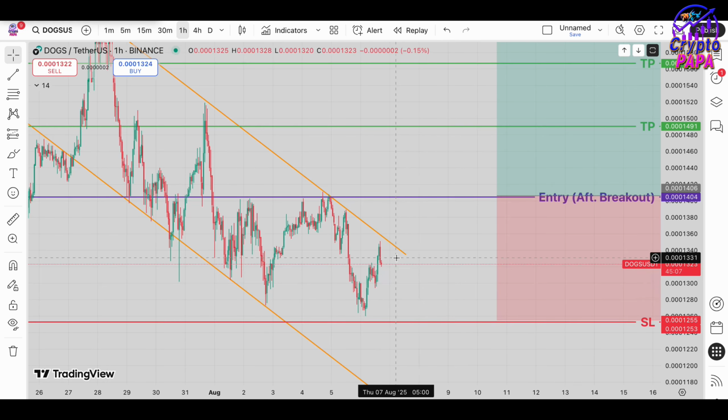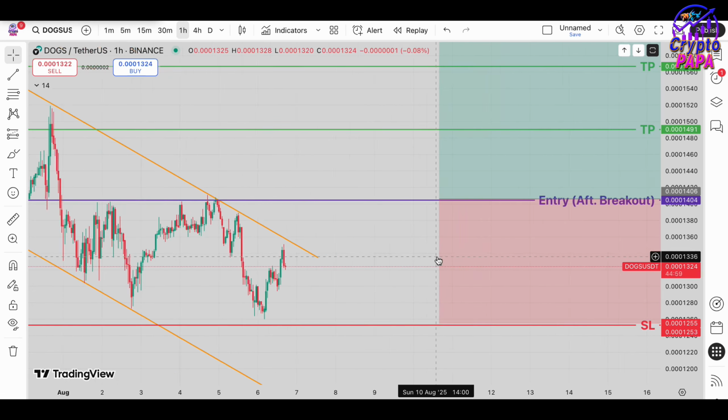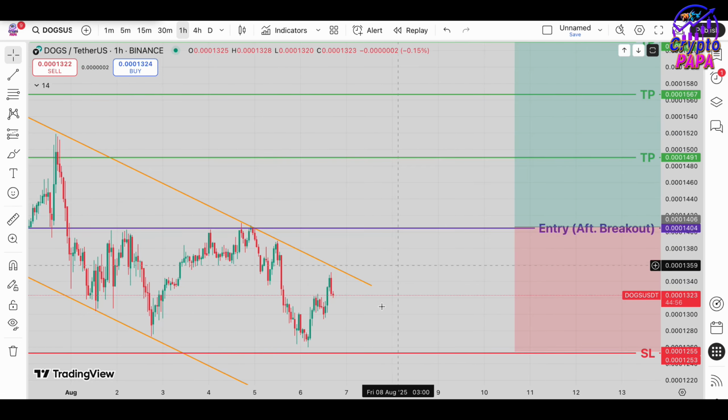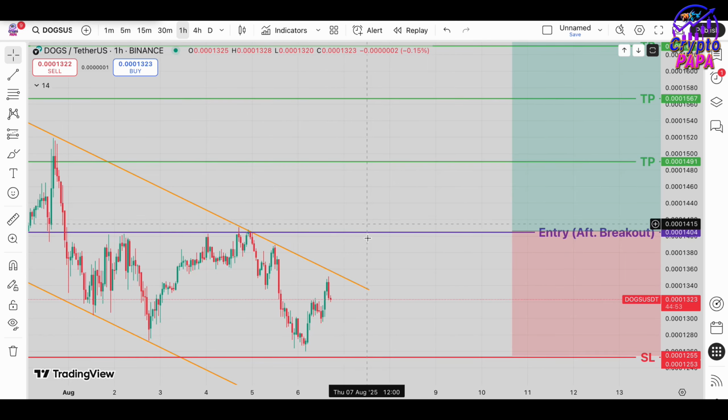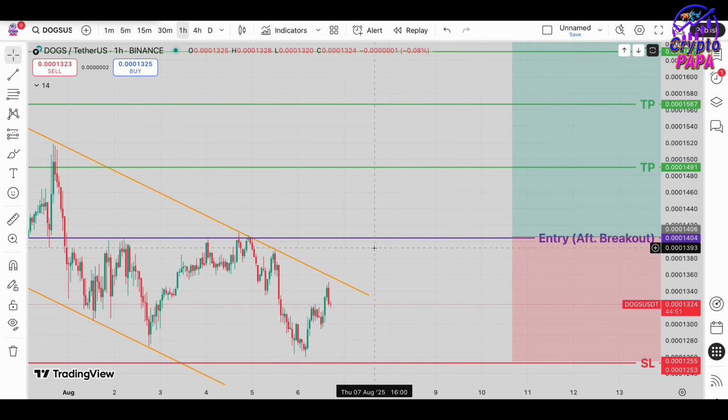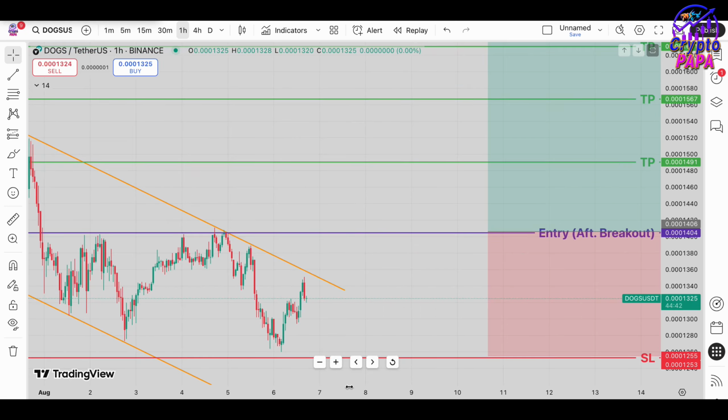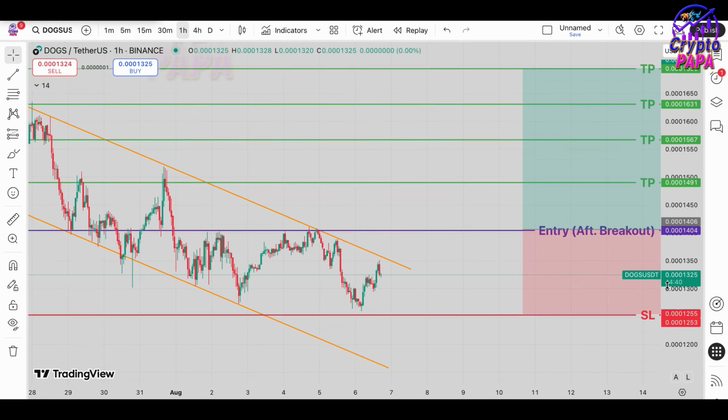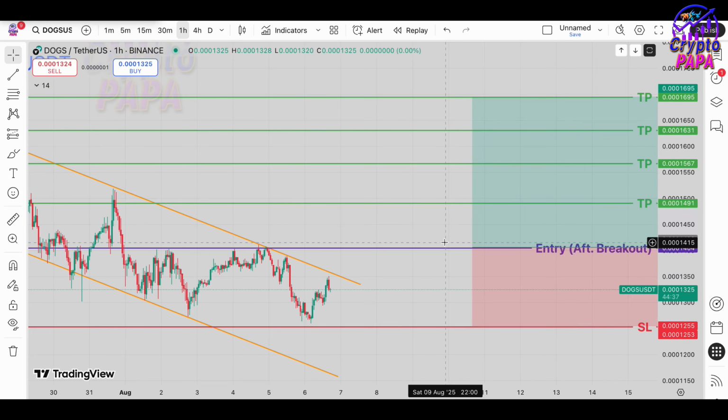So potentially this could be seeing more bullish momentum to the upside, and hopefully it should be breaking through this trend line and testing the entry level first before we have a valid confirmation, and you can proceed to jump into the position after that. So we are still waiting, and of course these are the TPs that you can follow.